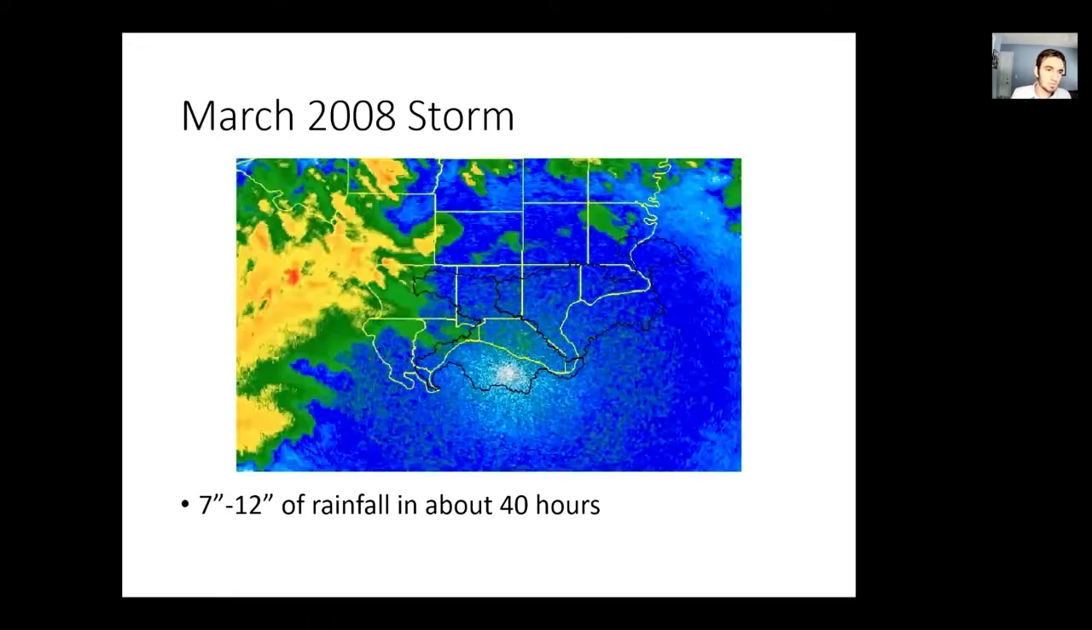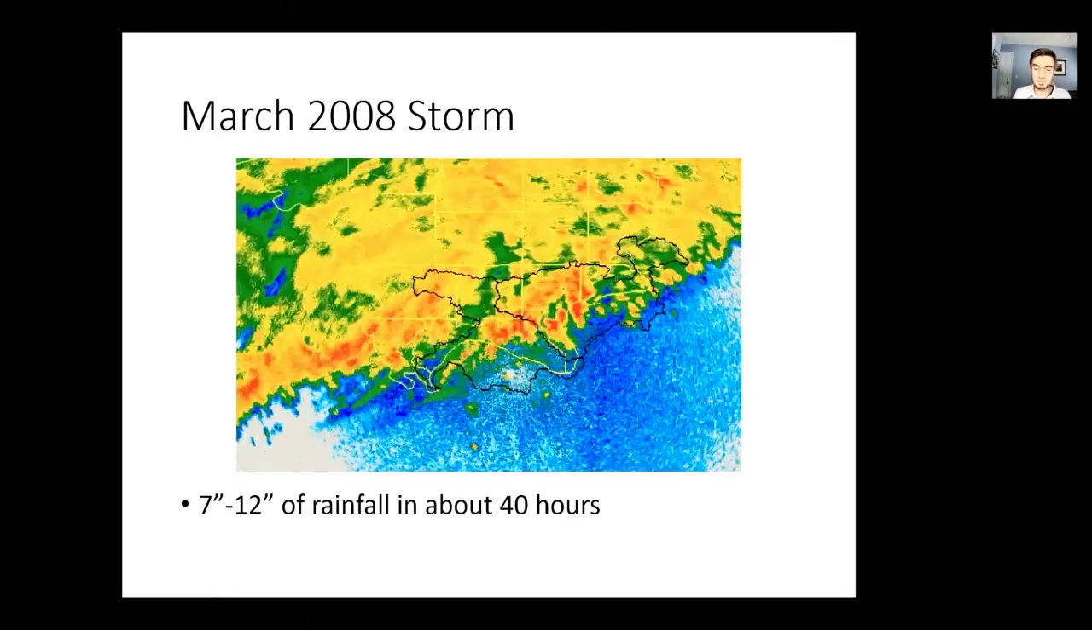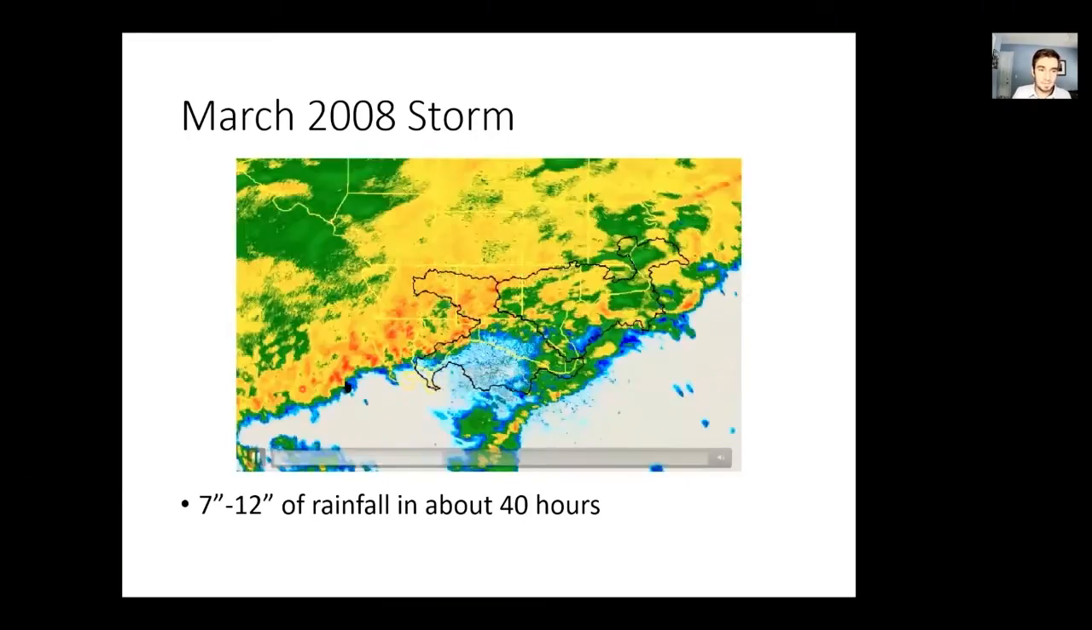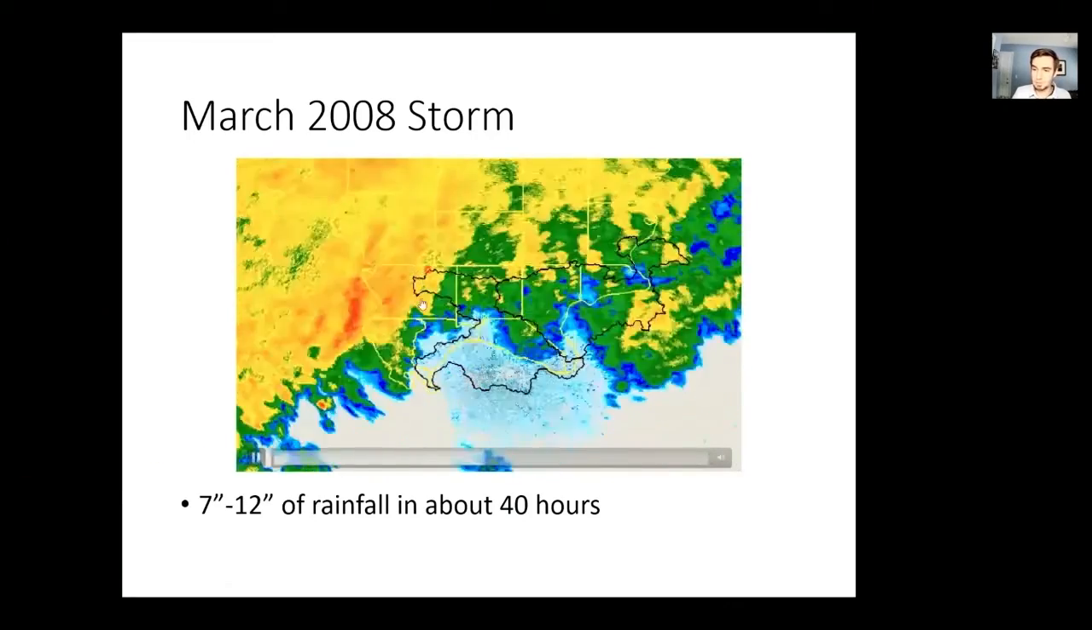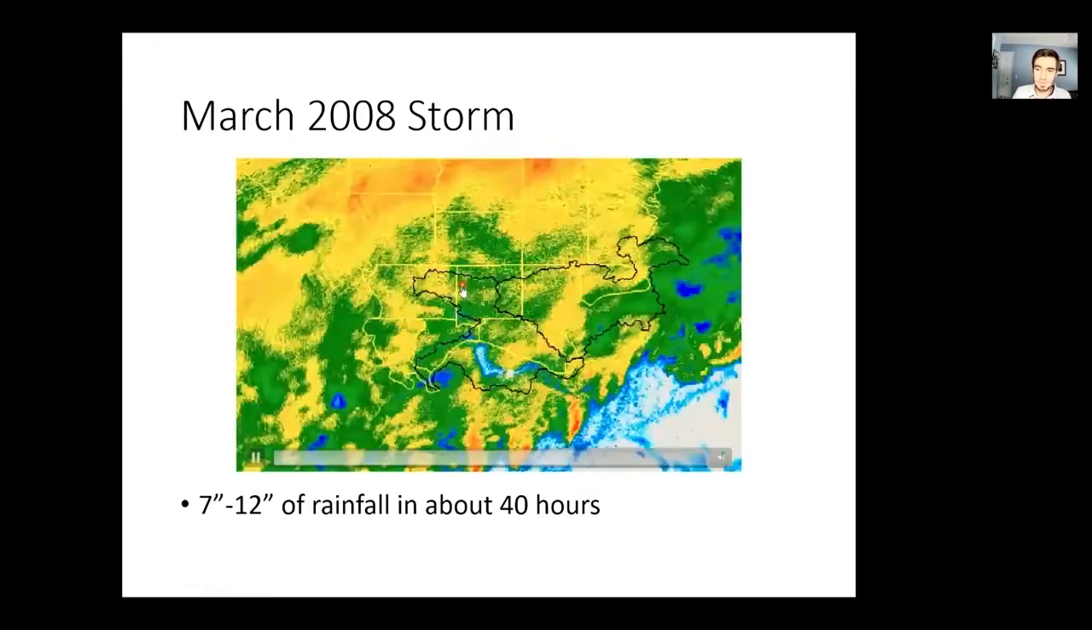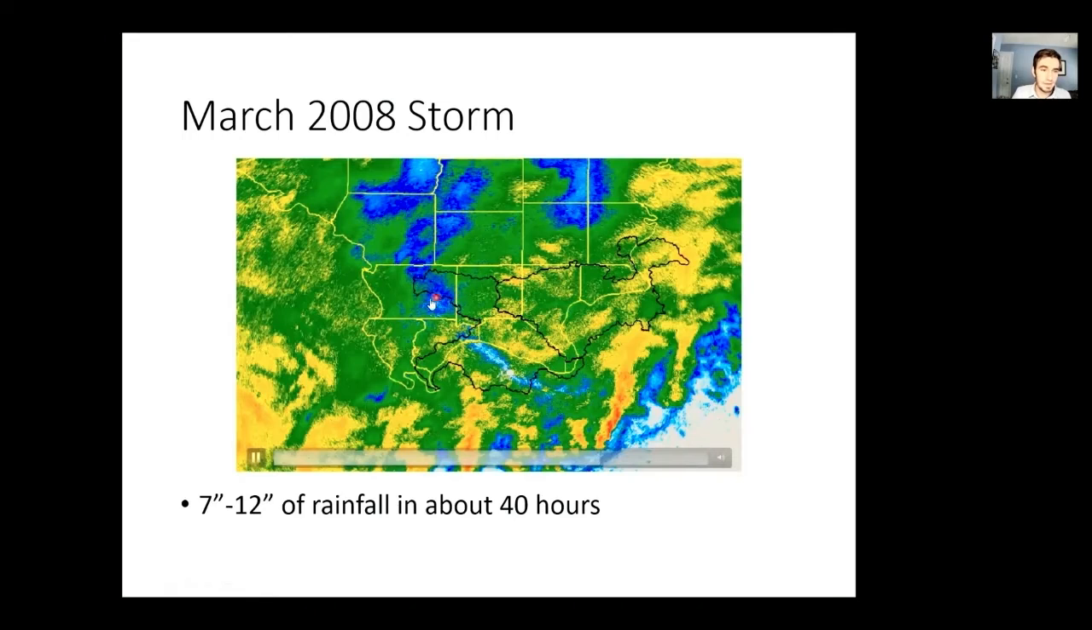So we looked at the March 2008 flood for calibration, since it produced between 7 and 12 inches of rainfall in about 40 hours. And this flood event was the flood of record for the upper Cache, which is shown in this vicinity right here. So we had a good event to calibrate to.